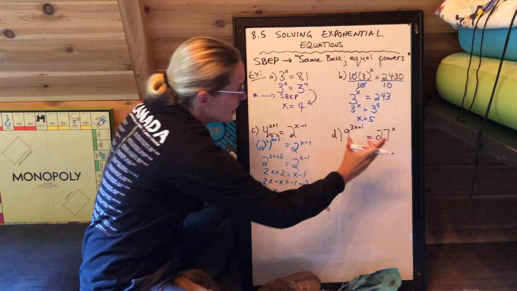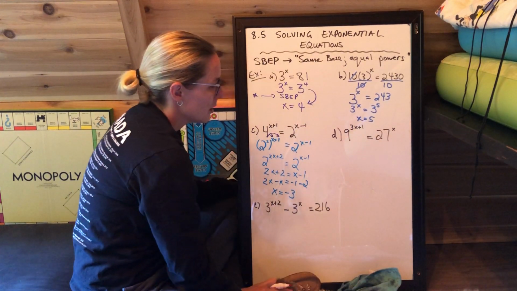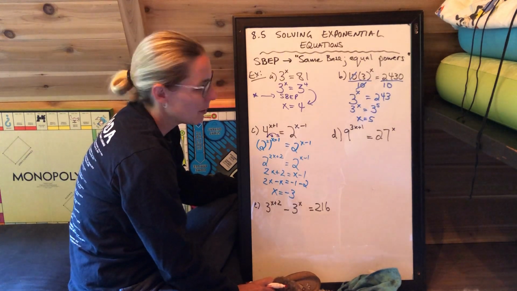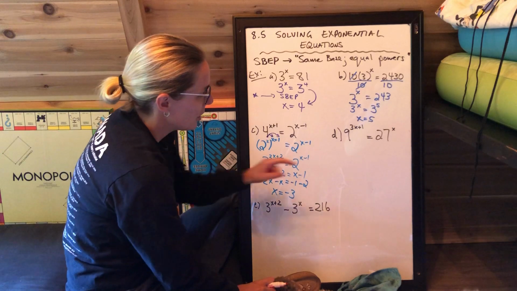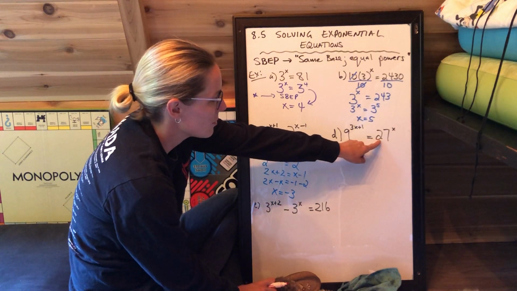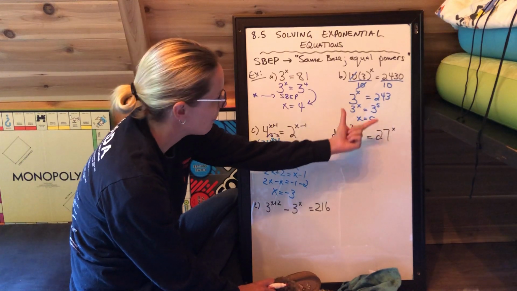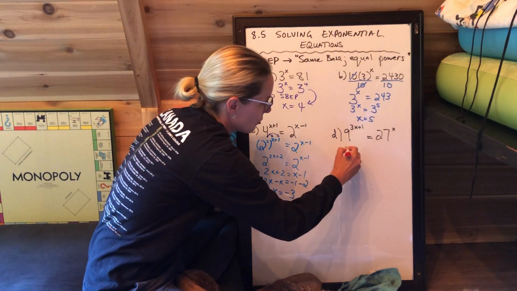Okay, in D, you have it set up. You look at the 9 and the 27, you're thinking, well, 9 and 27 are related. Maybe I'll make them both base 9. But you can't put 9 to any exponent to get 27. They're not related in that way. They both have to be brought down to base 3.